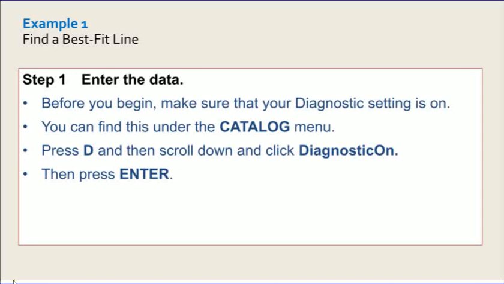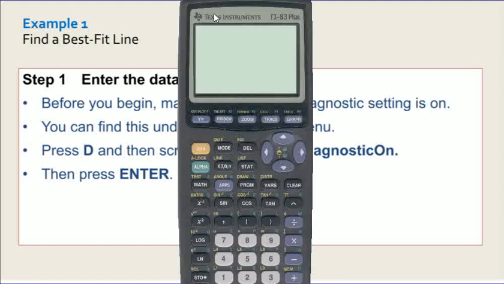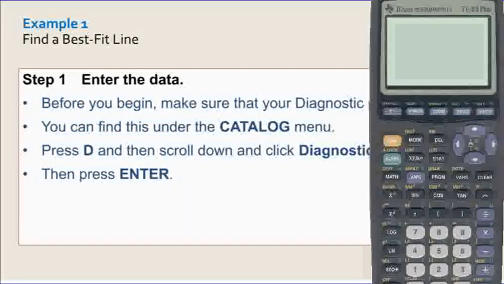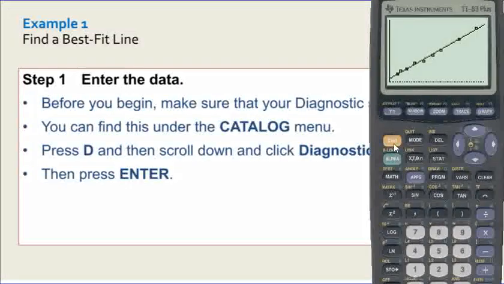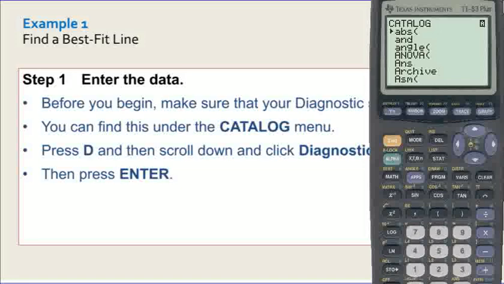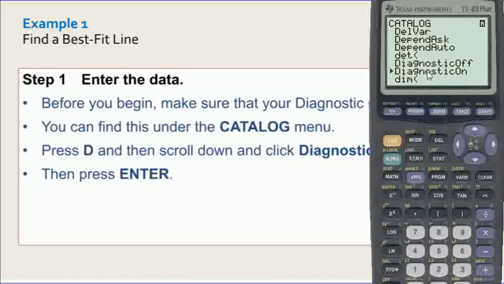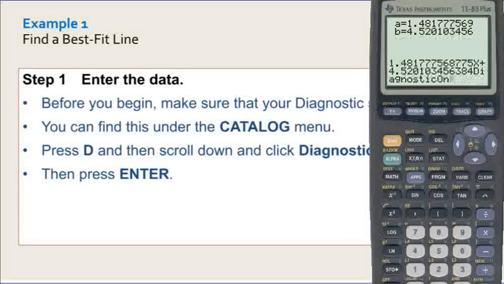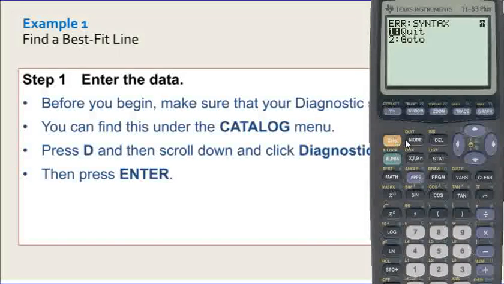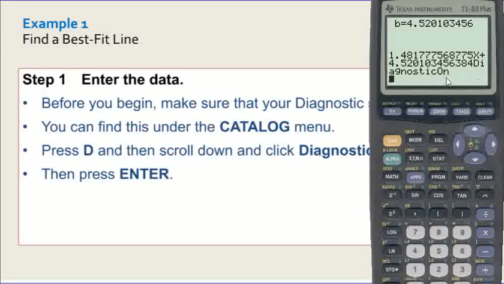To do that, I'm going to grab my calculator here. You're going to go to the catalog, and down below where the 0 is, it says catalog above it, so I'm going to hit second 0, and that turns the catalog on. I need to scroll down to D until it says diagnostic on. So diagnostic on, I hit enter and then hit enter again. Once you see diagnostic on here, then you're good.